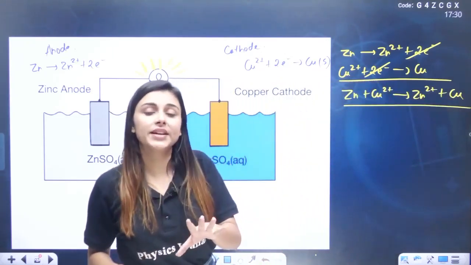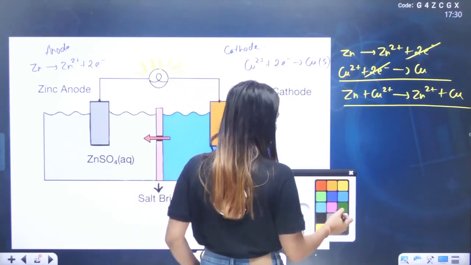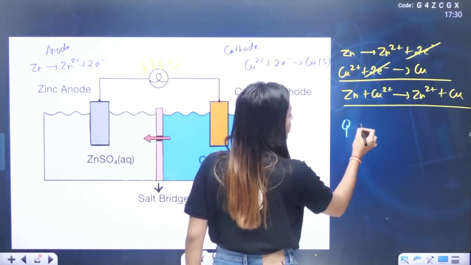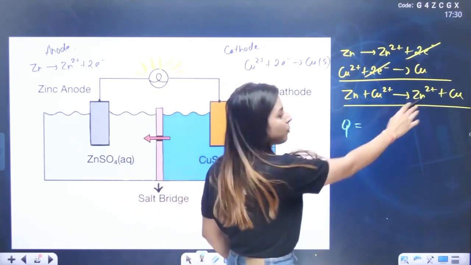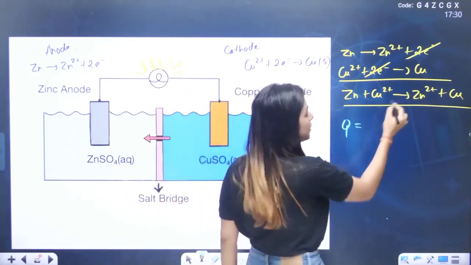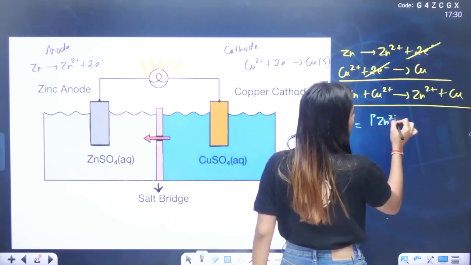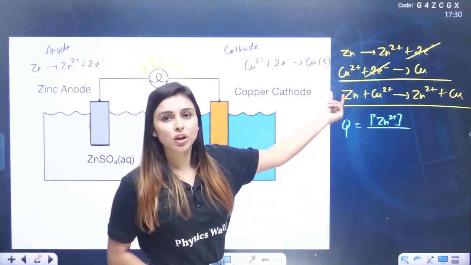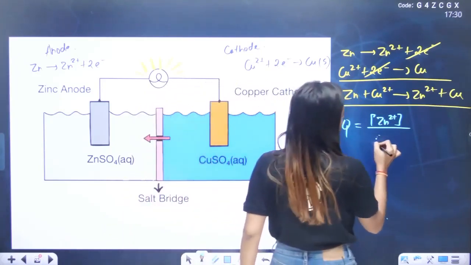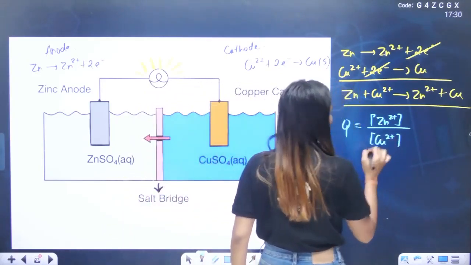So from the net cell reaction, can you calculate the reaction quotient? Yes, you can calculate the reaction quotient Q. That will be equal to products concentration upon reactants concentration. Copper is a solid, we will not use its concentration, we will use the concentration of zinc 2 plus. Products concentration divided by reactants concentration. You have zinc solid, you will not use it, you will use the concentration of copper 2 plus. So this is the reaction quotient value.